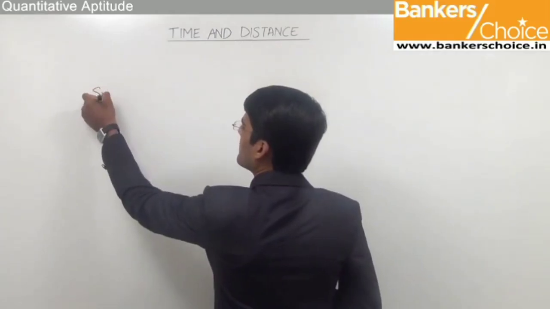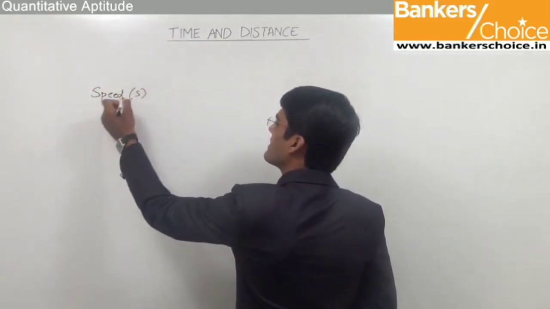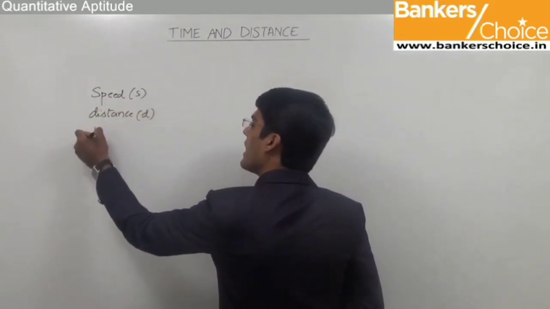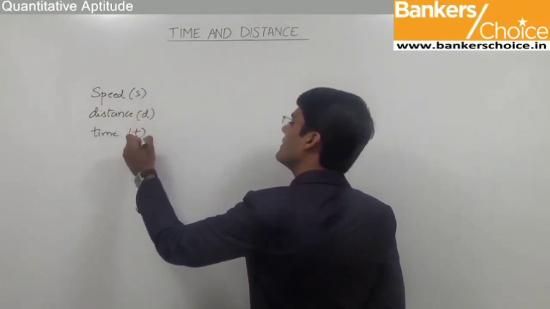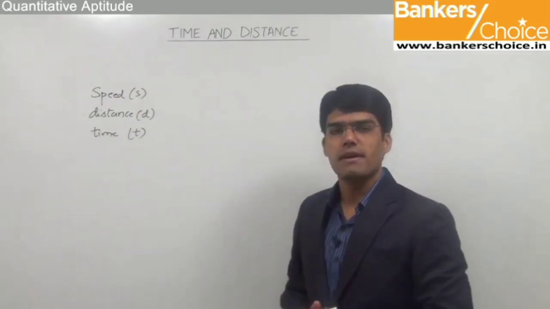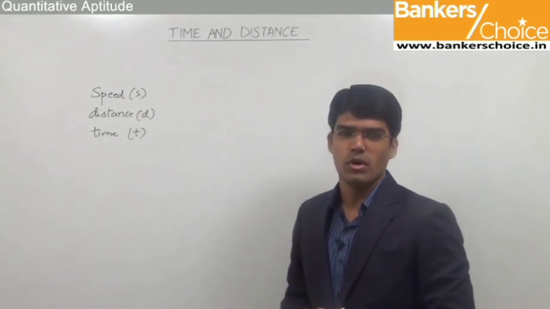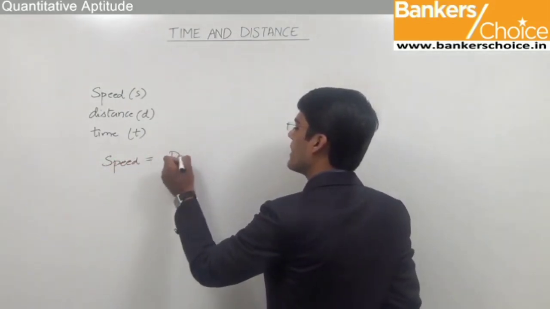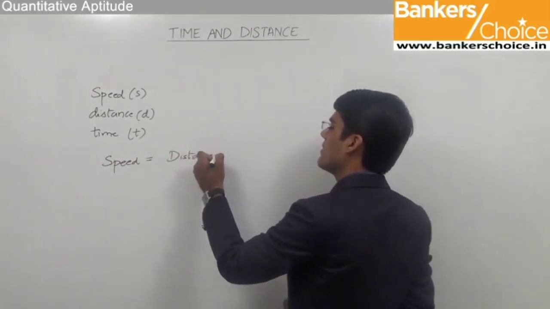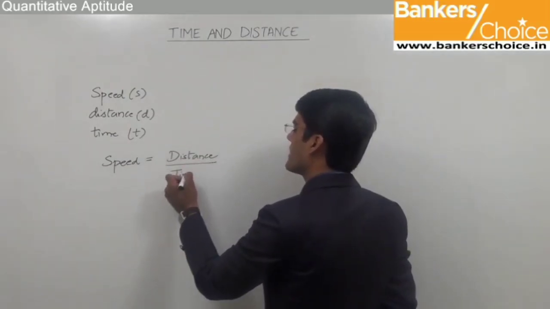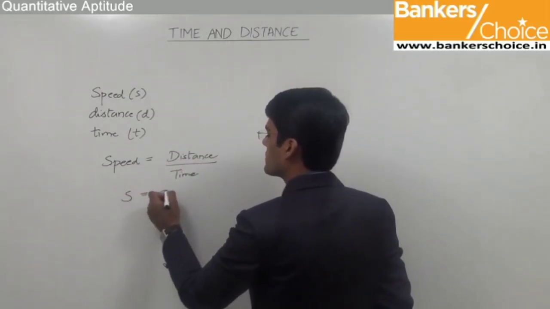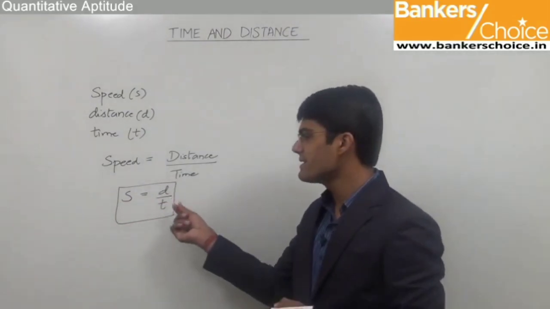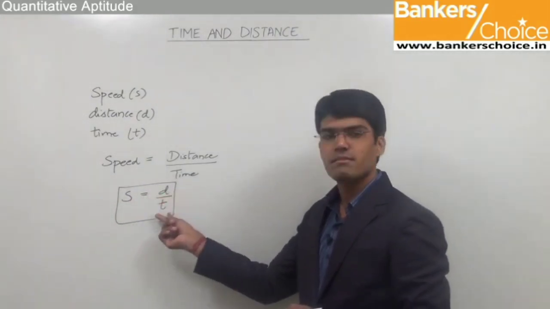Now, in general, here we have three different terms. That is speed, which is generally denoted by S, distance, which is denoted by D, and time, which is denoted by T. Speed can be defined as the rate at which the distance is covered, and we can calculate speed as distance travelled by time taken to travel the distance, or simply we can say speed is distance by time, or speed equals distance by time. So this is the basic relationship between speed, distance and time.